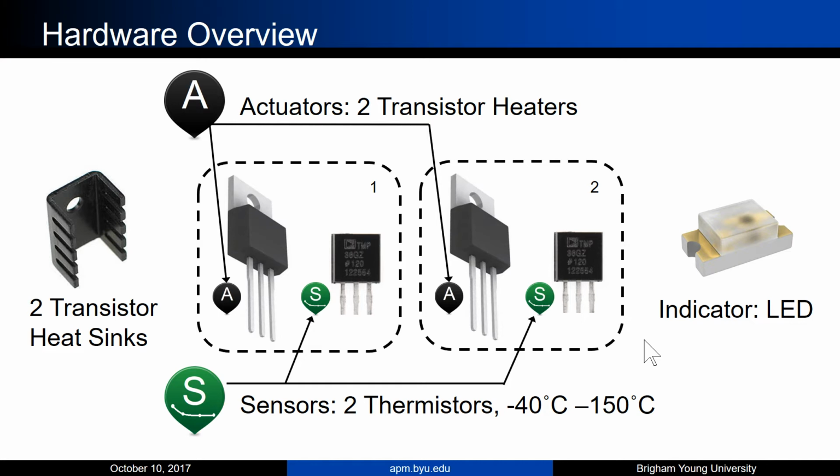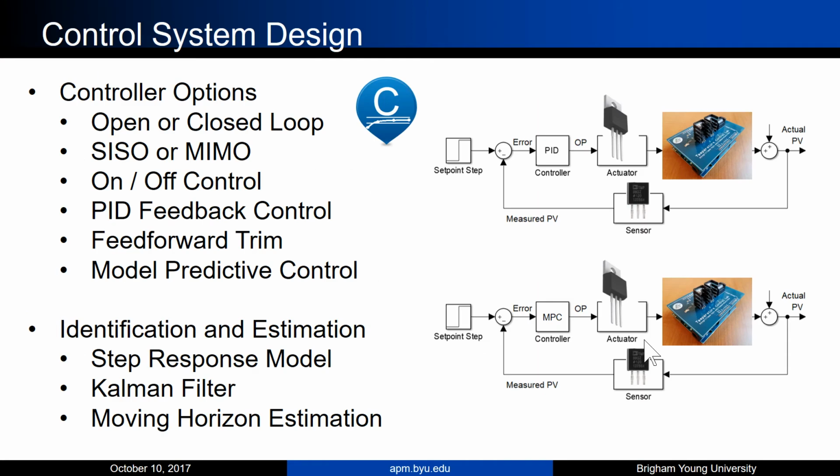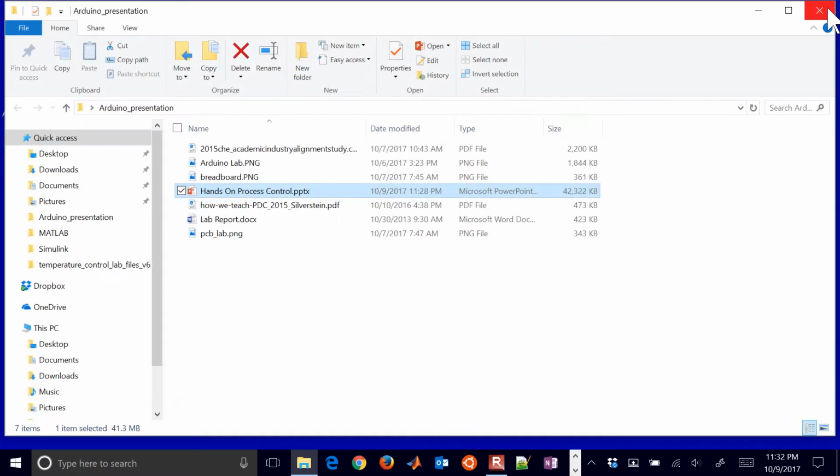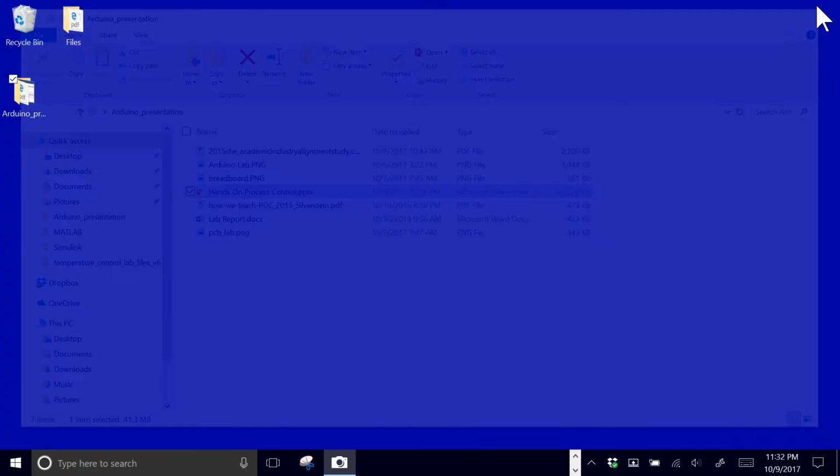Then we'll have, again, this LED. There's a lot of things we can do with this lab. We can do open or closed loop. In this case, we're just going to test the open loop capabilities with MATLAB, do a step response. We can do single input, single output, multiple input, multiple output, on-off control, PID, feed forward, model predictive control, and also a number of identification and estimation activities. So let's go ahead and open up some of the files and start working with those.